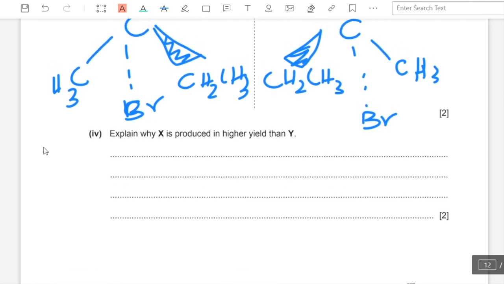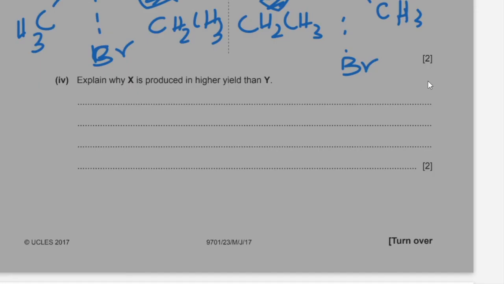Explain why X is produced in a higher yield than Y. Let me draw the two possible mechanisms. So we had the double bond over here, CH2, CH3. So X, which has bromine bonded to the second carbon, comes in a higher yield than Y, which has bromine bonded to the first carbon atom.